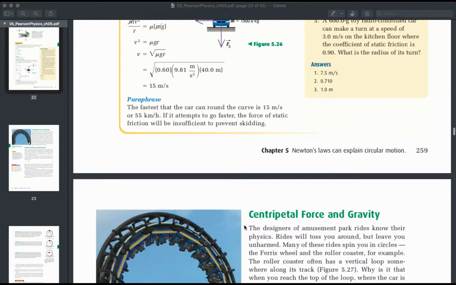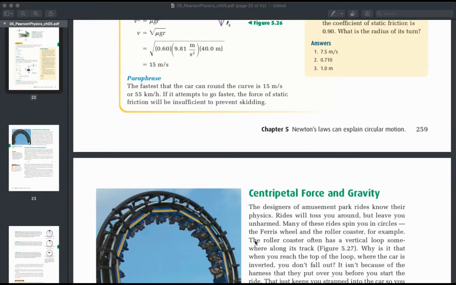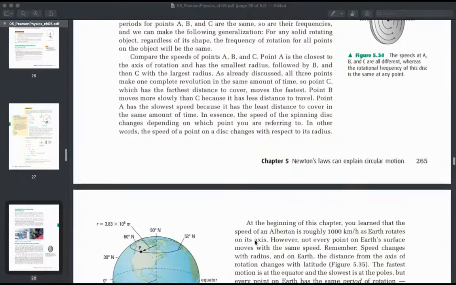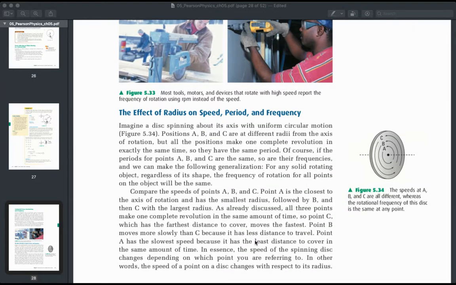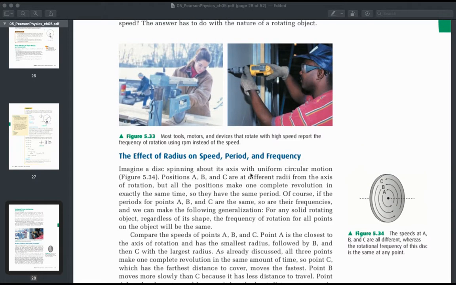We're going to talk a little bit about gravitational forces, how they are involved with centripetal forces. But before I do that, I wanted to talk a little bit about the connection between speed, period, and frequency and centripetal forces. You'll find that most times you buy tools or motors that are designed to rotate or have a certain speed on them.